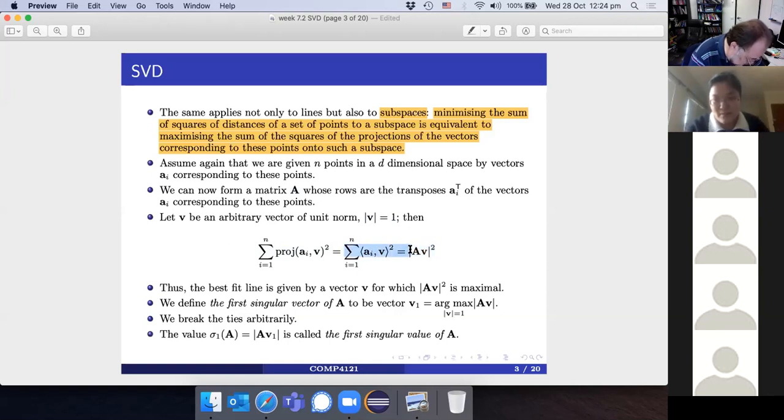Do you understand this part? Any questions here? Are the vectors represented as columns first, and then you transpose them so that they become rows? Yes, yes. As we state here, in matrix A each row is the transpose of Ai. So for the inner product, you can rewrite it as Ai transpose times v, and then you get exactly the squared length of A times v.